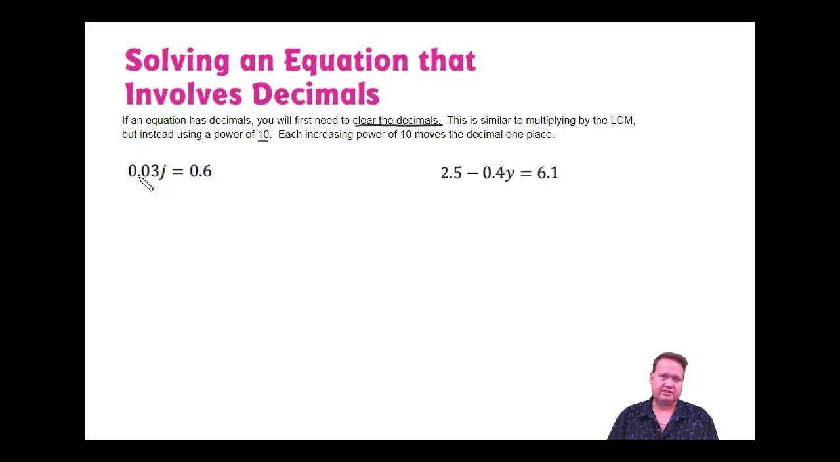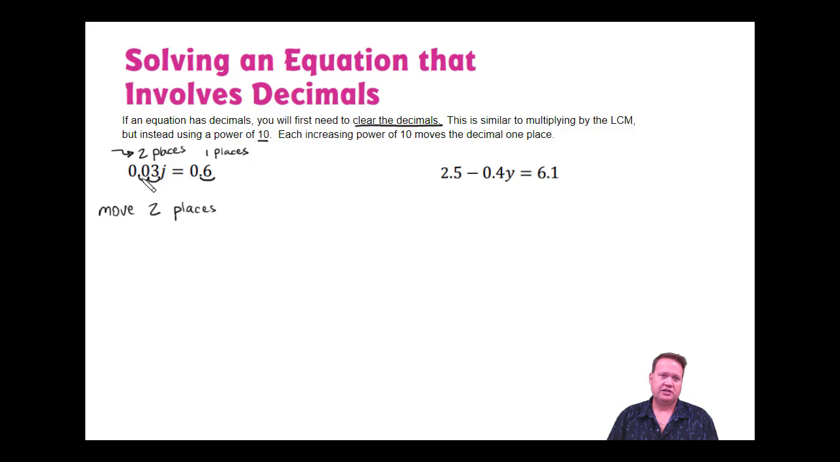You can see that this equation here says 0.03j equals 0.6. A lot of times that decimal will really make things confusing, but we can get rid of the decimal. Count the decimal places. You can see that this decimal has 2 places. And if you look on the right side, 0.6 only has 1 decimal place. So we need to know which number is bigger. Since 2 decimal places is bigger, we are going to move the decimal 2 places on every single term.